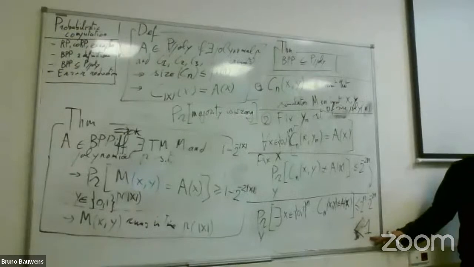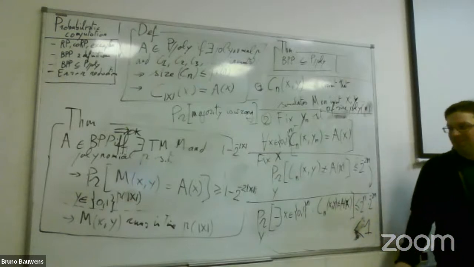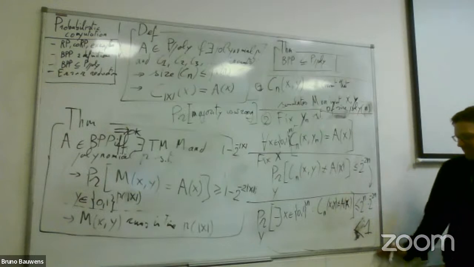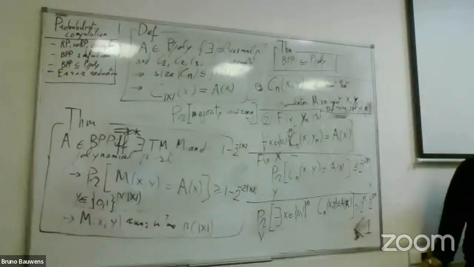Alon and Spencer are happy with that proof. Yeah, it's a probabilistic proof. They have a whole book, Alon and Spencer, about the probabilistic method. So yes.